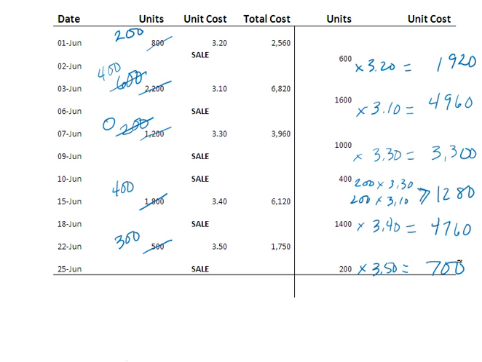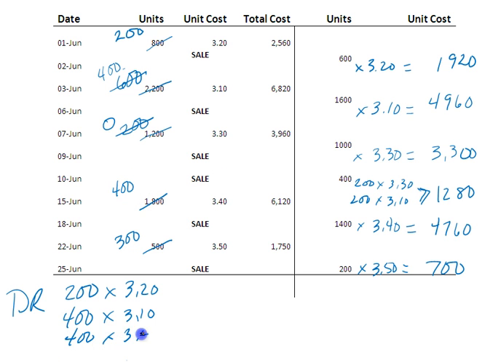Now let's go ahead and calculate that. Remember, ending inventory is the debit side. So what's the amount of our ending inventory? Looks like we have quite a bit of it here. We have 200 units at $3.20. We have 400 units at $3.10. We have 0 units at $3.30. We have 400 at $3.40. And we have 300 at $3.50.